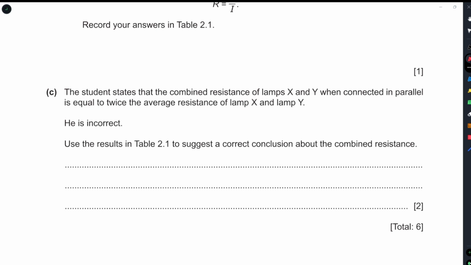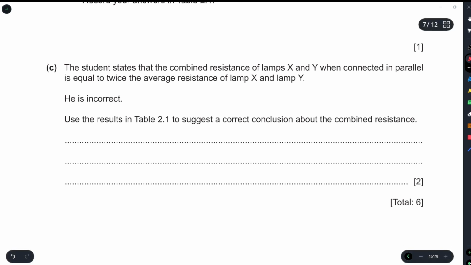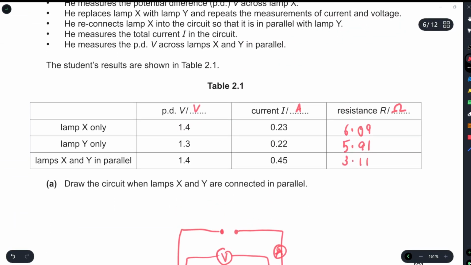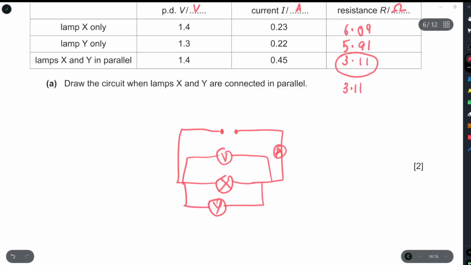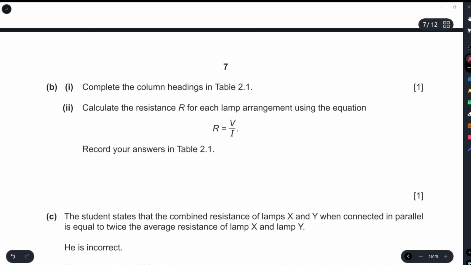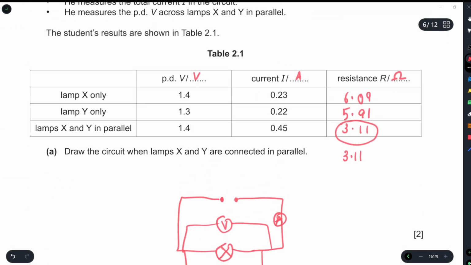Twice the average resistance of X and Y. Suggest a correct conclusion about the combined resistance. तो हम अगर combined resistance देखें तो parallel के अंदर जो है the resistance is 3.11. All right. And अगर हम इनका combined resistance देखें, so let's read twice the average resistance of X and Y. So twice the average resistance is going to be what?